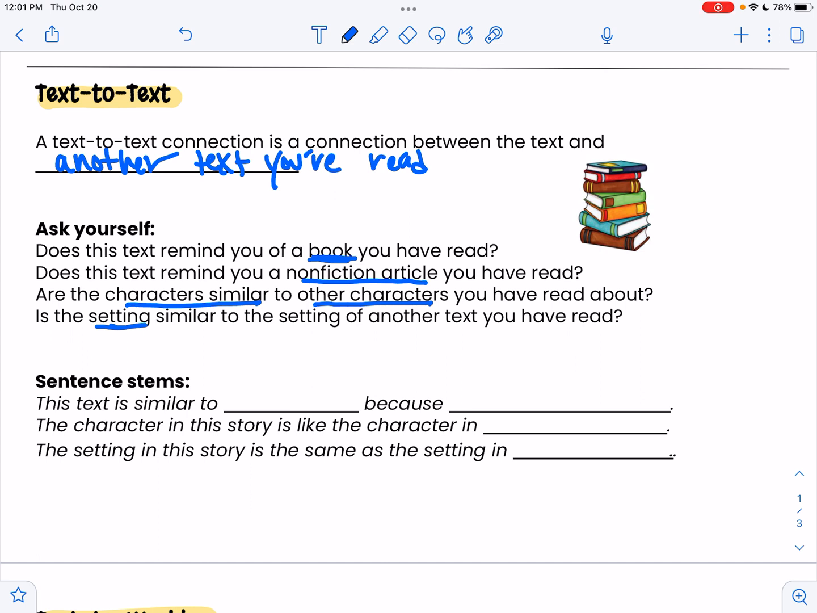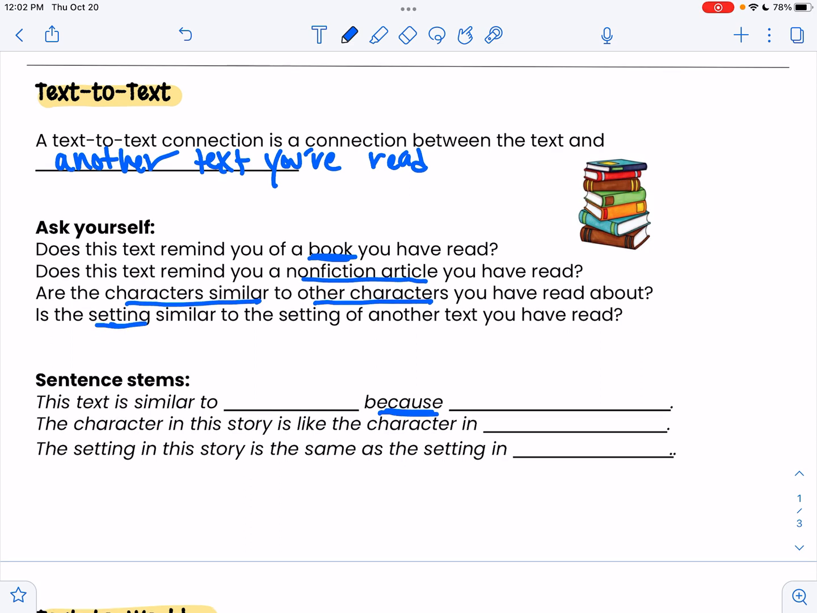So you can say the text is similar to blank because, so you have to explain why they are connected. The character in the story is like the character in blank. The setting in the story is the same as the setting in blank. So you're connecting one story to another story or book or article.